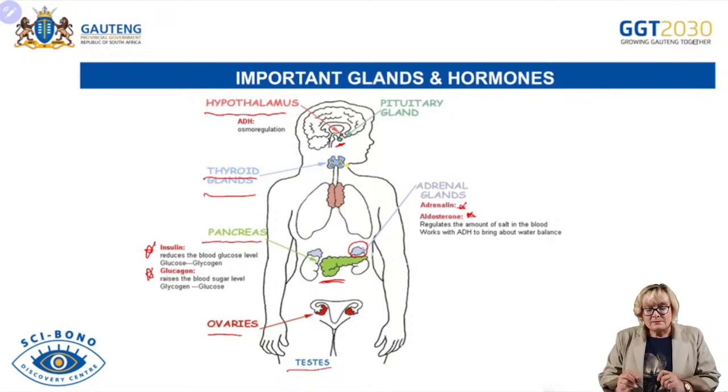So this is a very important diagram. Examiners can ask you to identify the glands and the organs, and they can also ask you then to state which hormones are secreted by them. So make sure that before you go into grade 12, that you know this work very well, so that when we go into grade 12, it's not something you have to go back and study again.